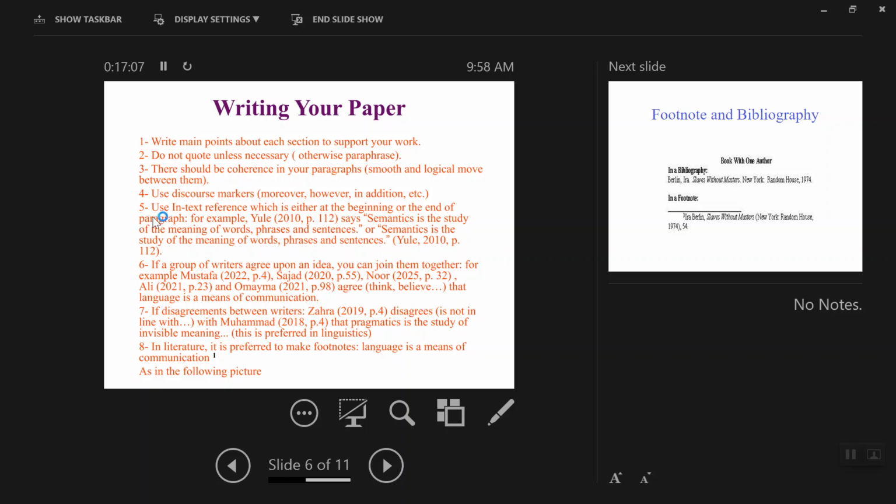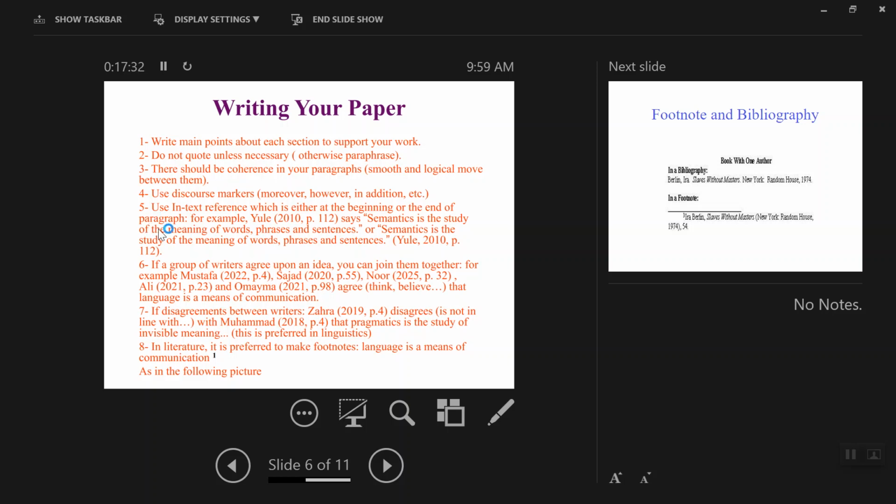When you move between paragraphs, you have to use discourse markers. For example, moreover, in addition to that, however, although, besides, according to. You have to use discourse markers. You can Google them: what are the discourse markers?